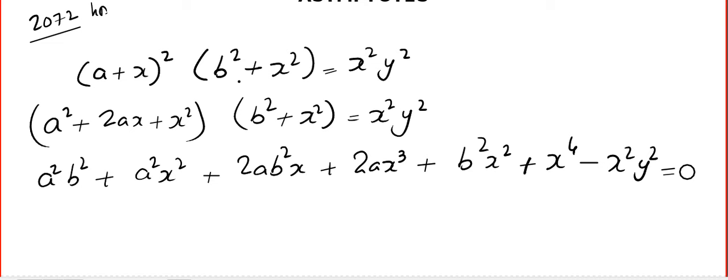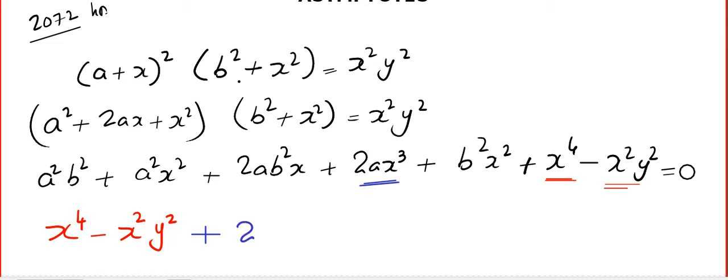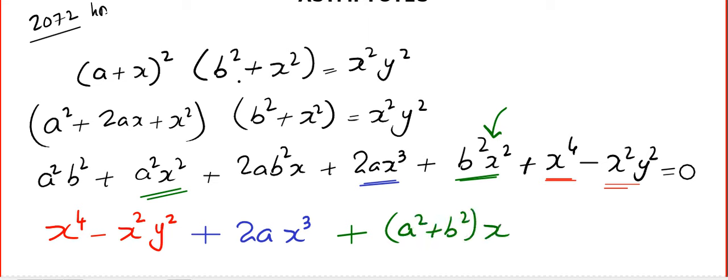So 6 plus 1, 7 terms should be there. 1, 2, 3, 4, 5, 6, 7, yeah. Now the highest power: x⁴ minus x² y². Now plus degree 3 term, that will be 2ax³. Now degree 2 term, can see here and here. So we can take common (a² + b²) into x². And now degree 1 term is 2ab²x, and finally the constant term a²b² equal to 0.